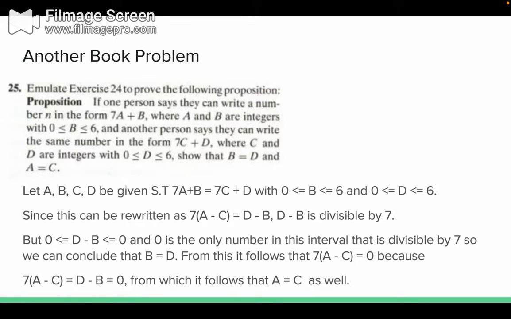We can also rewrite this one as 7 times (a minus c) equals d minus b. D minus b is divisible by 7, but d minus b is greater than or equal to -6 and less than or equal to 6. And 0 is the only number in this interval again that is divisible by 7, so we can conclude that b equals d. From this it follows that 7 times (a minus c) equals 0, because 7 times (a minus c) equals d minus b, which equals 0. From which it follows that a equals c as well for this one.